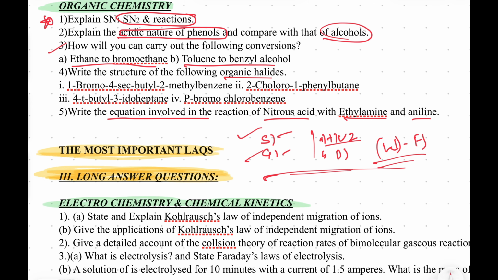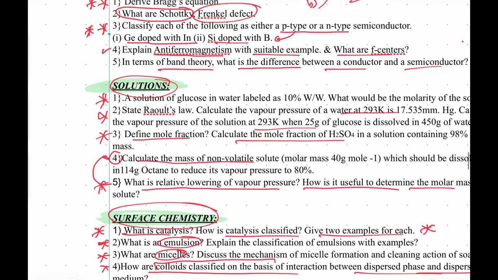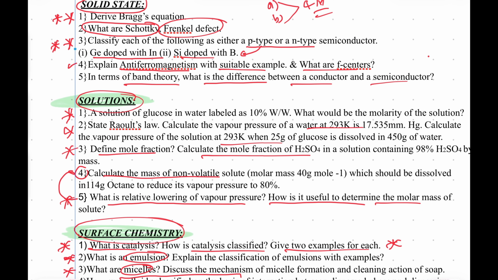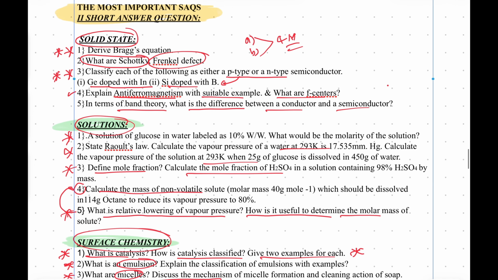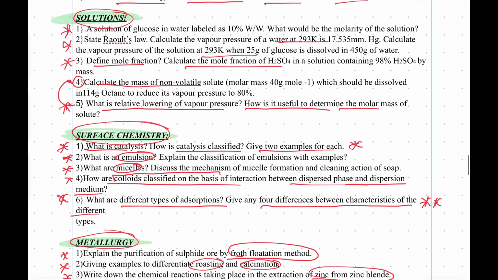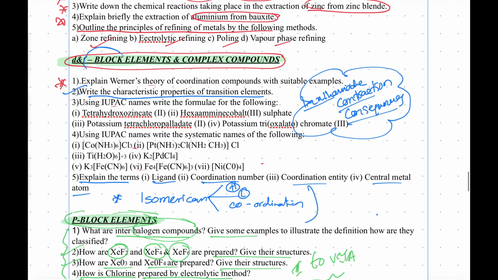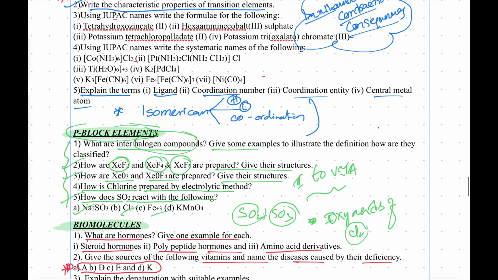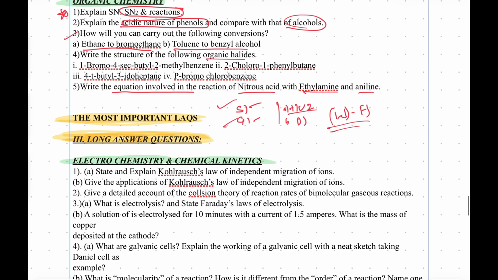These are your important SAQs from all these topics. Clear? Once you check it out again, whatever important questions we discussed just now. Clear, friends? All of you see this? See, first to last, first we'll discuss solid state. Next we'll go here. Most important questions: solid state, solutions, surface chemistry, metallurgy, d and f block elements, coordination compounds, next p block elements, biomolecules, organic chemistry. Clear? These are your SAQs.